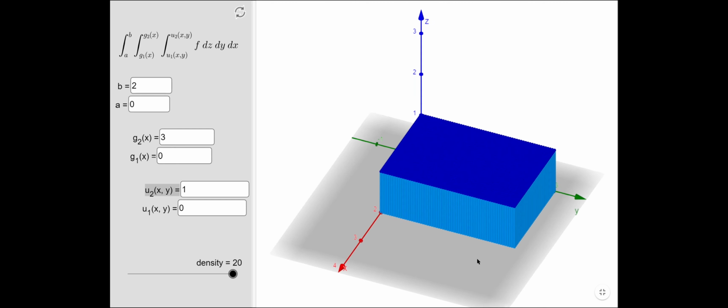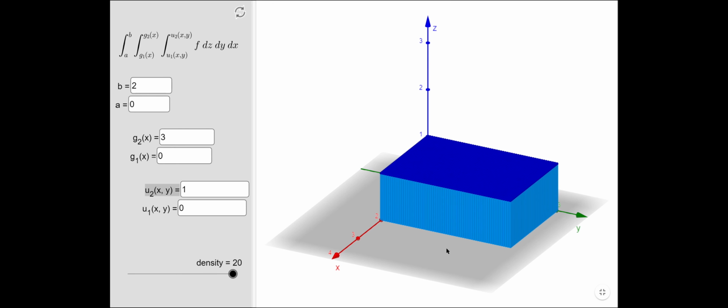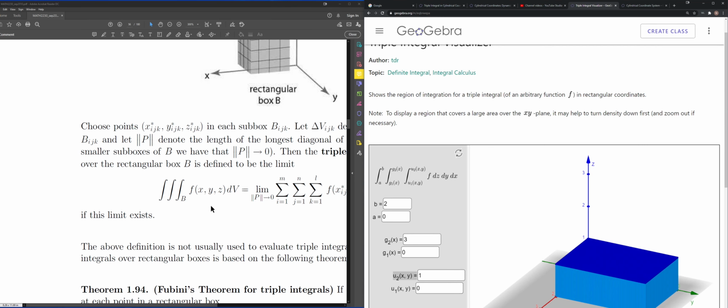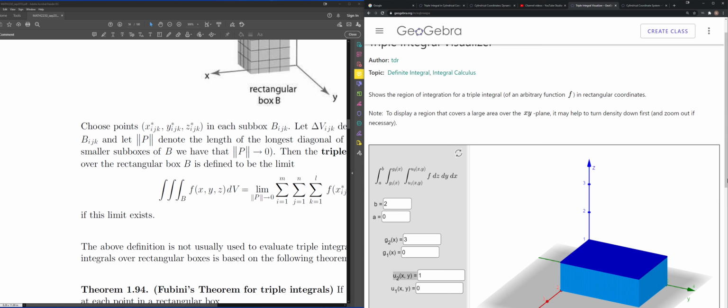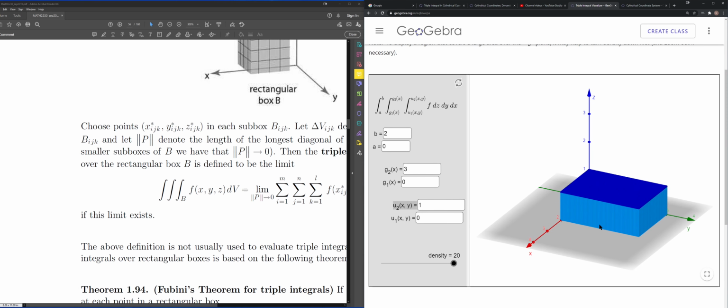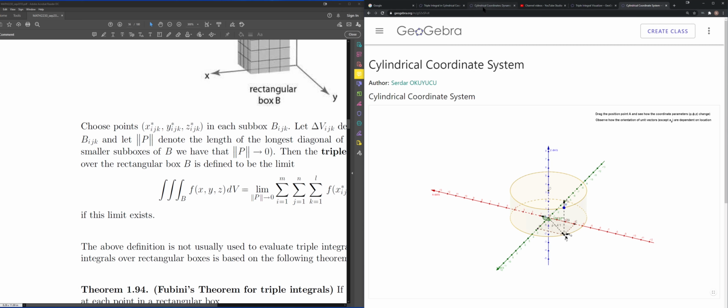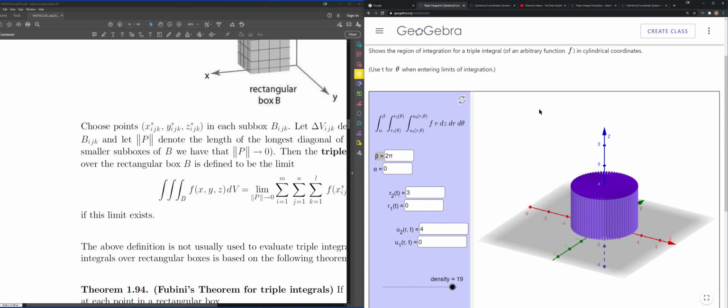So one type of region over which we'll be evaluating triple integrals in three-dimensional space is a rectangular box. The next type of region would be cylindrical solids. For example, this here is a cylindrical solid.